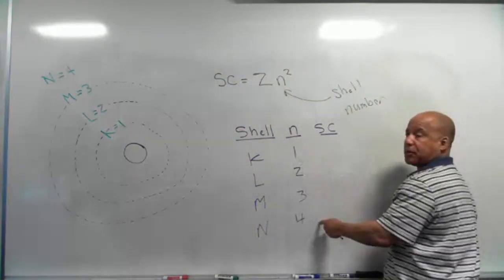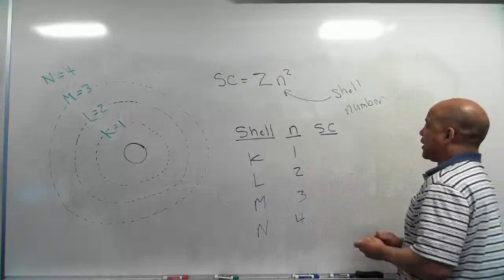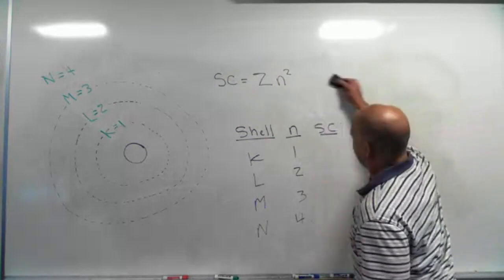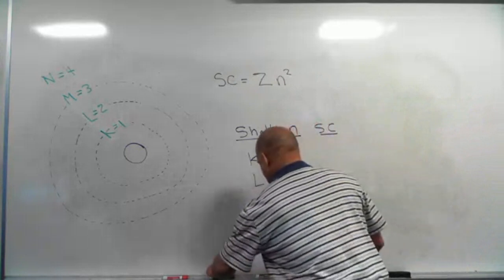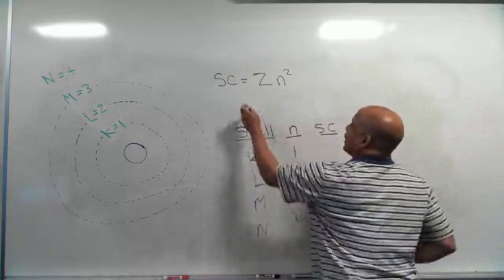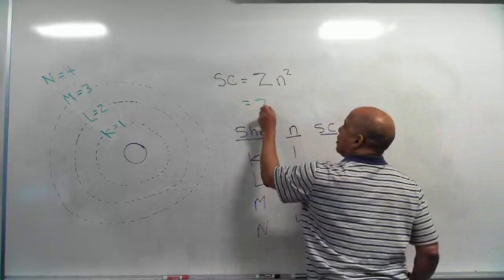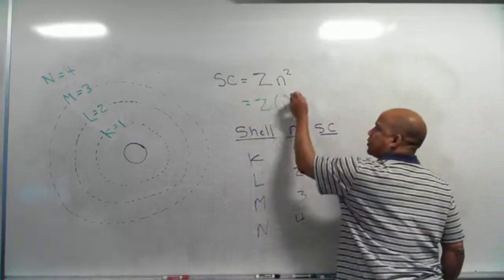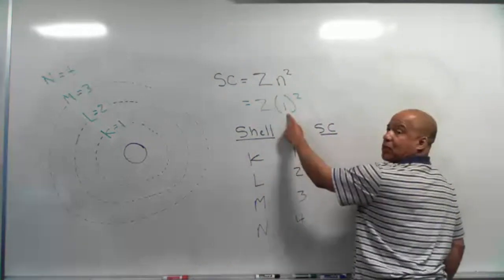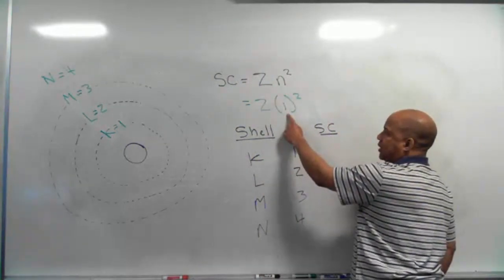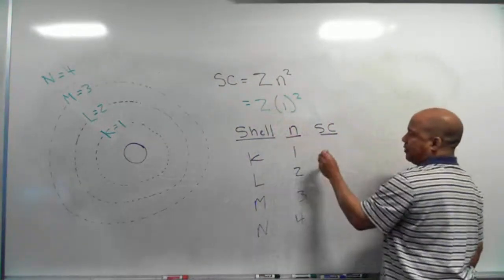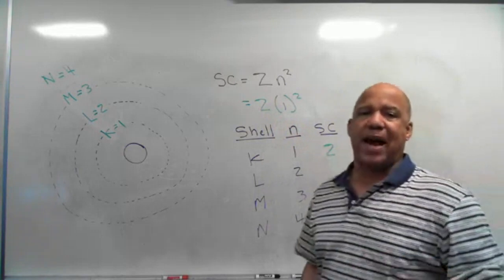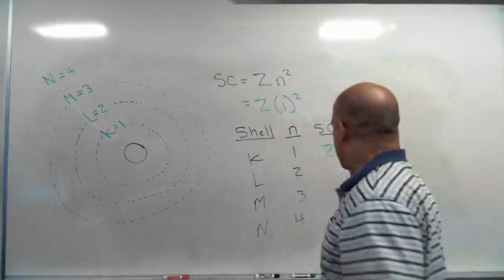That n is one of these numbers. So I can use that to calculate the shell capacity for the K shell. Let's do that. For the K shell, the shell capacity would be 2n squared. N for the K shell is 1, so I get 1 squared. 1 squared is 1, and 2 times 1 is 2. So the shell capacity for the K shell is 2. The K shell can hold a maximum of 2 electrons.